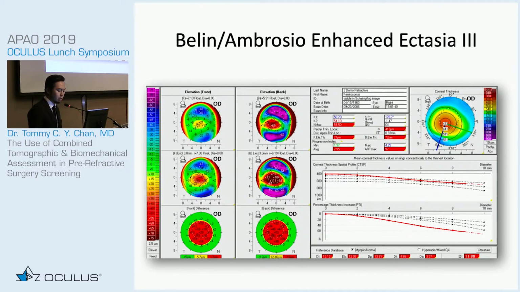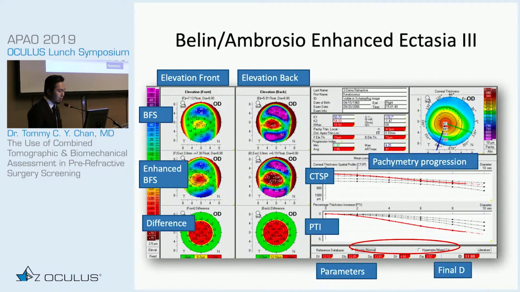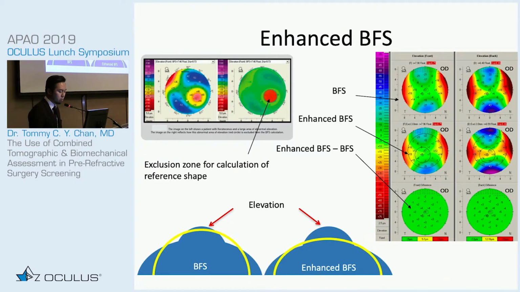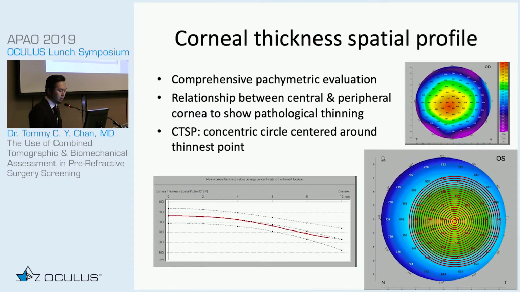So this patient has all the D values. And so the BAD will actually evaluate the front part of the cornea, the back part of the cornea, the change of the cornea thickness, and the ART max, and also the thinnest point. And it has an enhanced BFS, which is different from a normal BFS. It excludes the center part of the cone so that it increases the sensitivity of the topography.